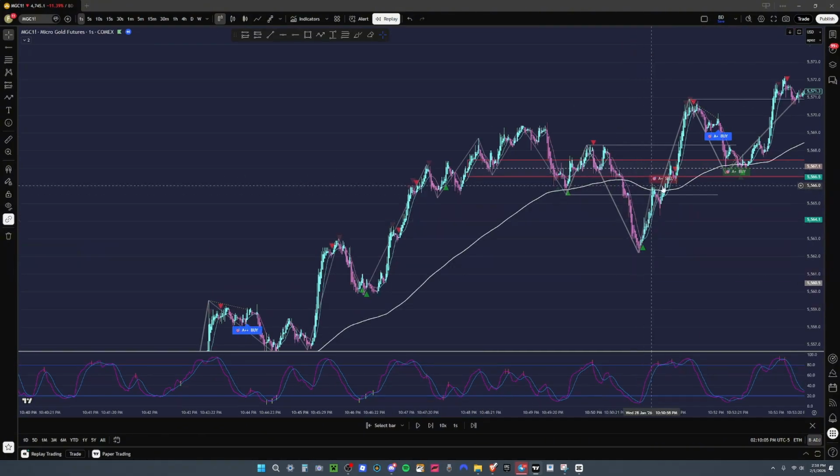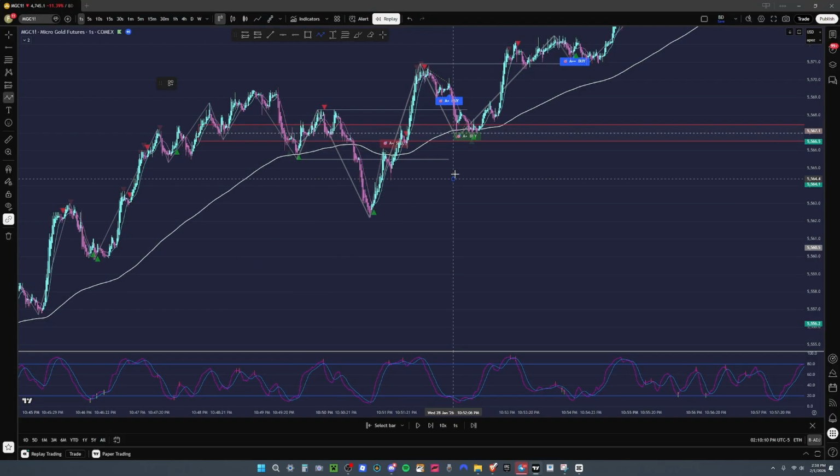You see, if we have a sell right here that is not blue, you wouldn't want to take a sell if we go like this and then have another pullback. You don't want to take that.